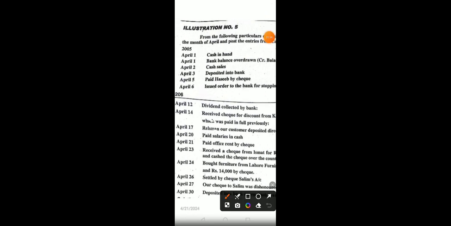Now you will see what entry number 23 is saying. First stage first, you will mention the date over here. And now let's see entry number 23. Received a check from Ismat. Ismat is a name. Received a check from Ismat in full settlement 6,600, and cash the check over the counter. Okay, receive a check from Ismat in full settlement of his account 6,600 and cash the check over the counter.